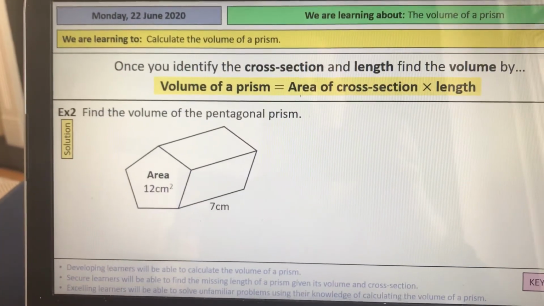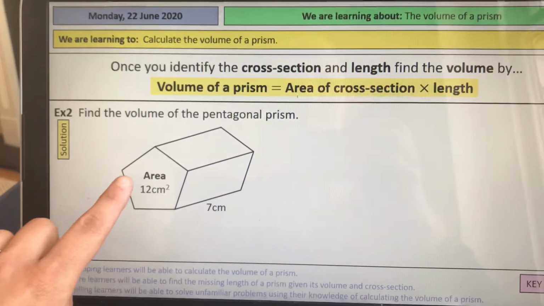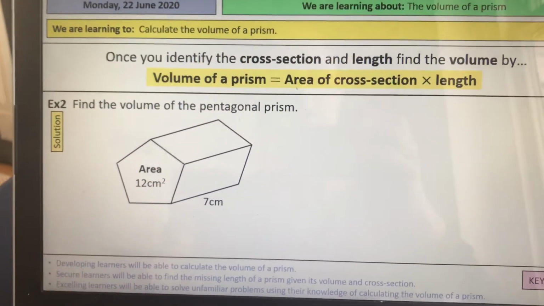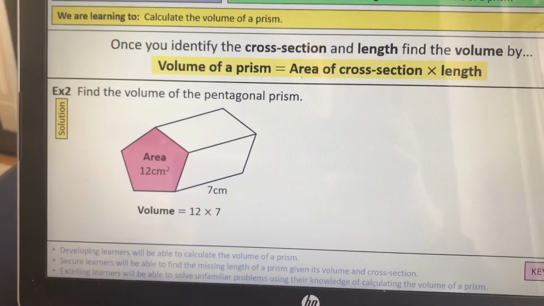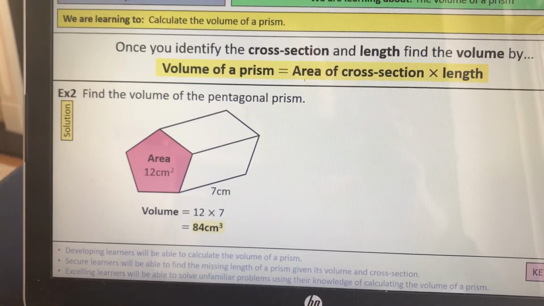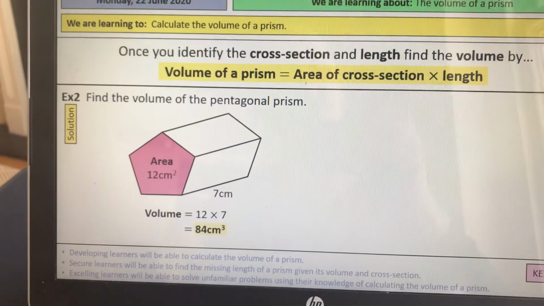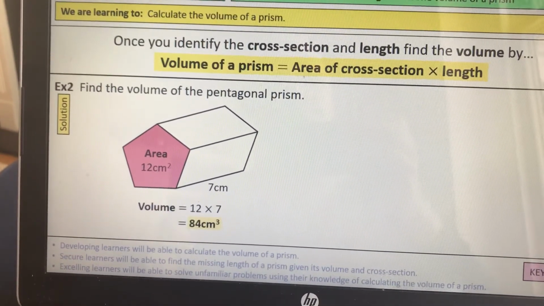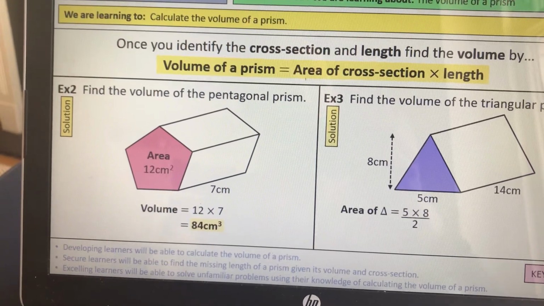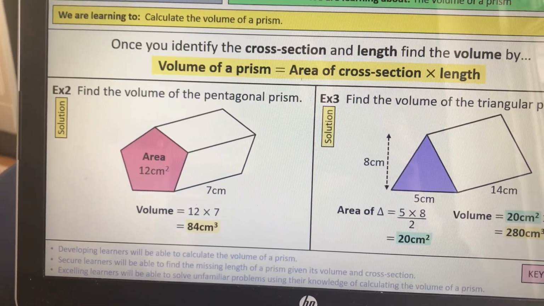So let's have a look at an example. Here is a prism. Here is your cross-section. So all I need to do is times that 12 by that 7 to get the volume, 84. Because it's 3D, the units are centimetres cubed. We'll look at the next example tomorrow.